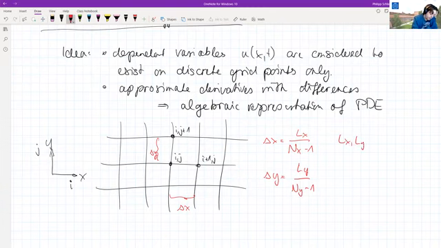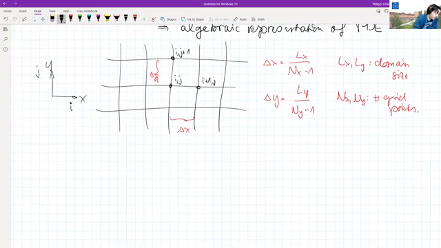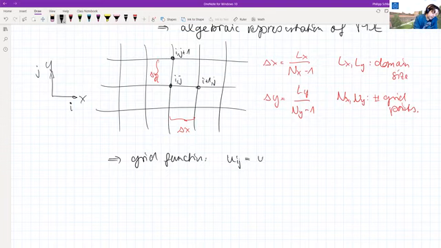So Lx and Ly would be the domain size, so the size between the two walls, let's say, and nx and ny would be the number of grid points in the respective directions. So in the end, what I do, I come up with what we call a grid function u_ij, which can be viewed as an approximation of u that lives at x_i and y_j. That's essentially what I would like to do.